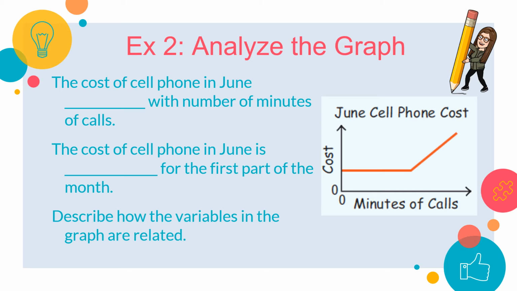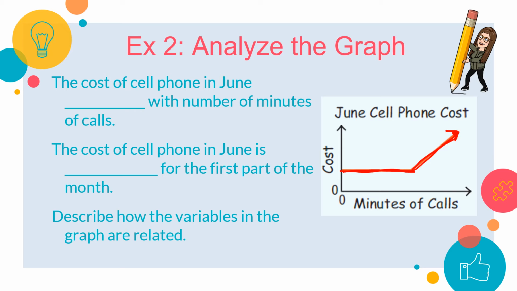Let's analyze a picture graph. We're talking about a June cell phone cost. I'm just going to look at the picture here. We're talking about costs, so cost can go up over time. Minutes of calls as I go to the right. So what I'm seeing here is the cost is the same for a while, and then after so many calls, I have to pay more. So for you, think of it like data, right? Like you pay for so much data, no matter what, but if you go over the data, whoop, your cost goes up. Let's fill in the blanks here.